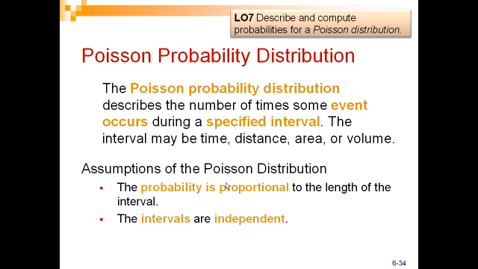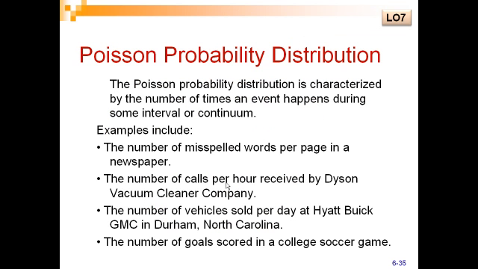To put it another way, the longer the interval, the larger the probability, and the number of occurrences in one interval does not affect the other intervals. This distribution is also a limiting form of the binomial distribution when the probability of success is very small and n is large. The Poisson probability distribution is characterized by the number of times an event happens during some interval or continuum.